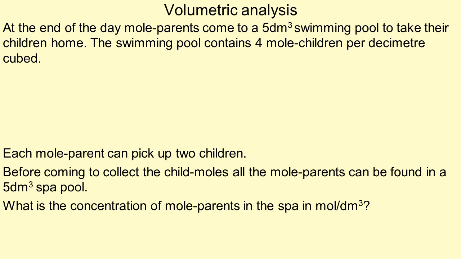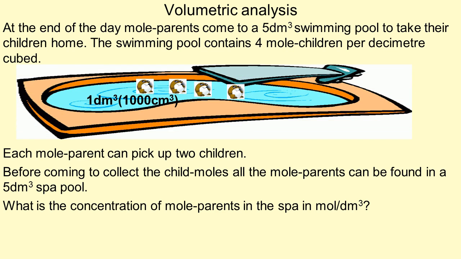At the end of a day, mole parents come to a 5 decimeter cubed swimming pool to take their children home. The swimming pool contains 4 mole children per decimeter cubed. Let's have a look at this. This is showing 4 mole children per decimeter cubed. As we have 5 pools, it will be 5 times the volume and 5 times the number of moles. Each mole parent can pick up 2 children, so 1 for each hand.